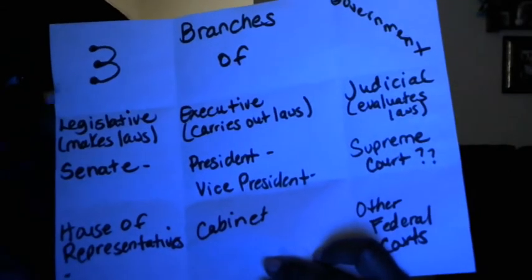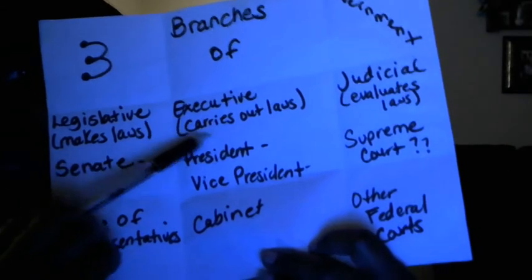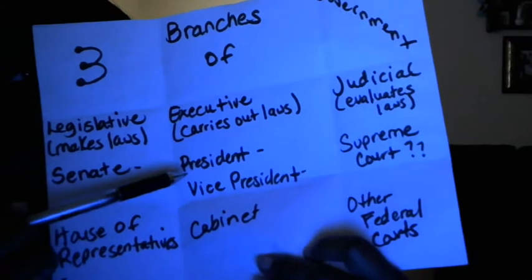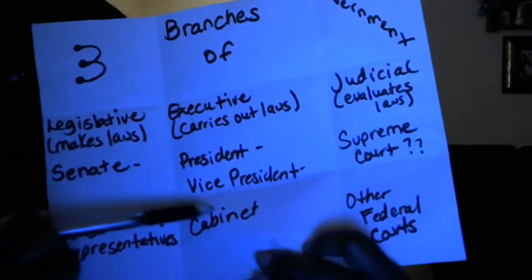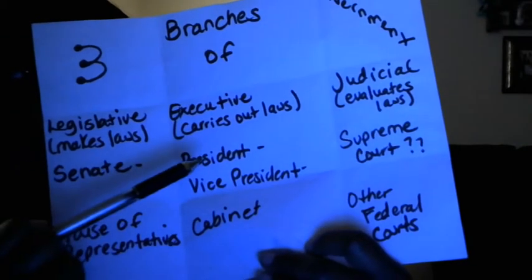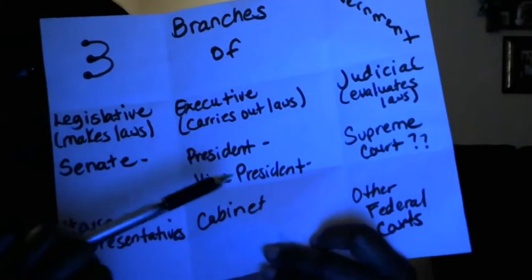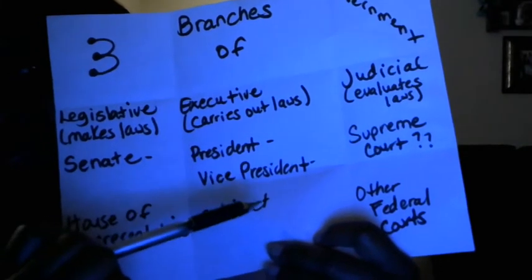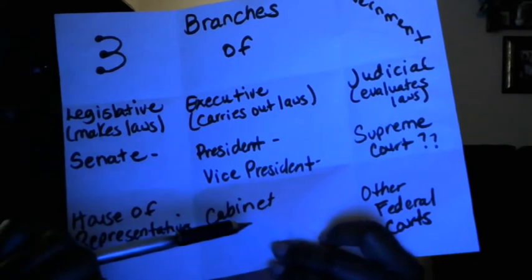Next, we're going to move on to the executive branch. The executive branch consists of the president and the vice president and the cabinet. I would like for you to tell me, who is our president right now? Who is our vice president? And you can go ahead and list departments of the cabinet, okay?